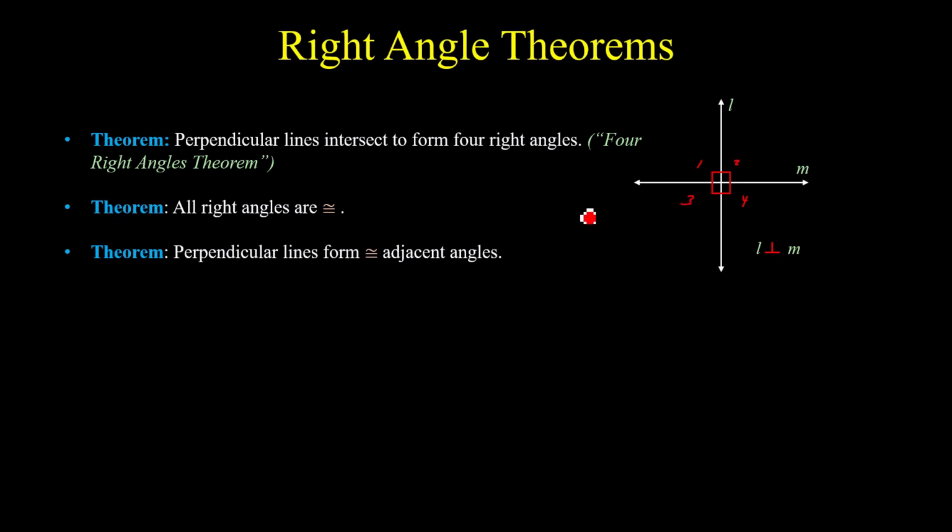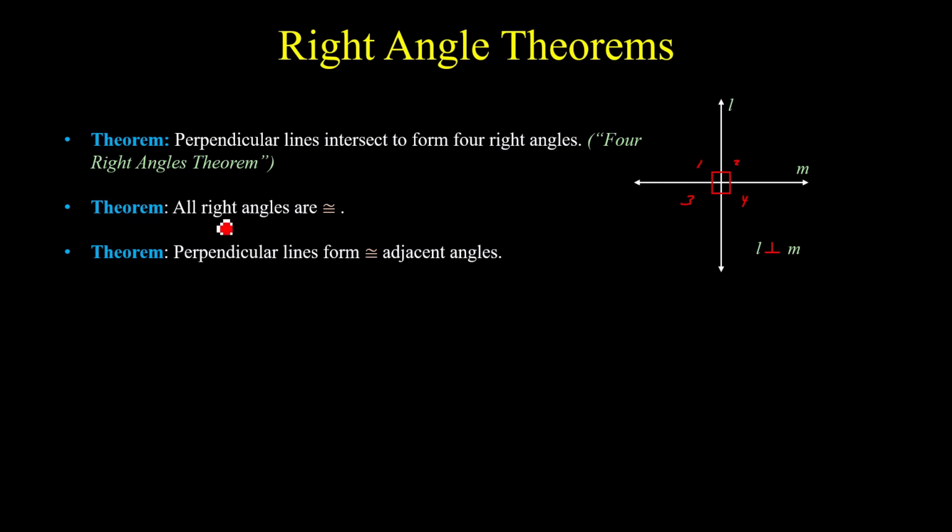So perpendicular lines intersect to form four right angles. This is very important because in many questions, the questions will say, for example, line L and line M are perpendicular lines, and from that we can say angle 1 and angle 2 are right angles. How do you know? Because of this theorem. Anytime you have two perpendicular lines, you get as a gift four right angles, so to speak. So this is the four right angles theorem.